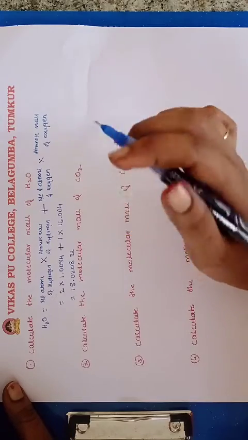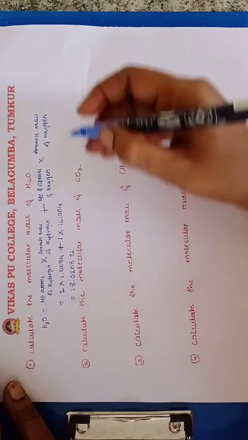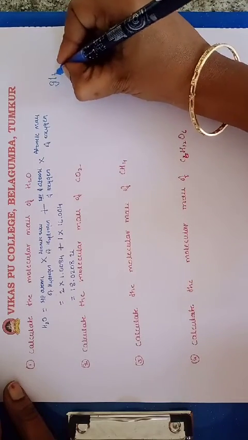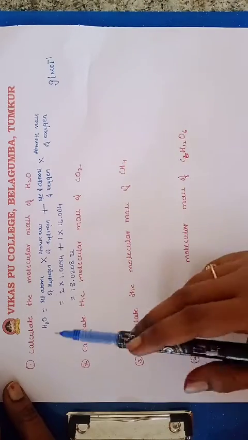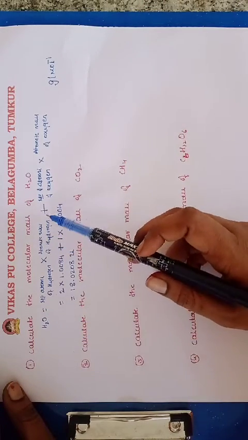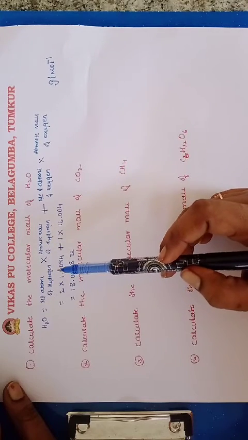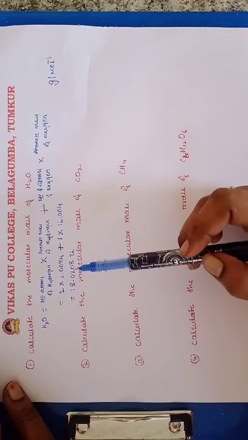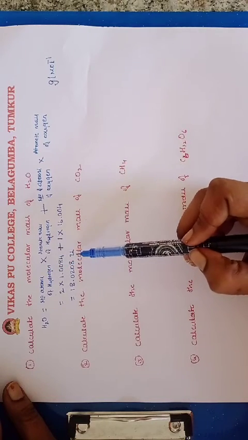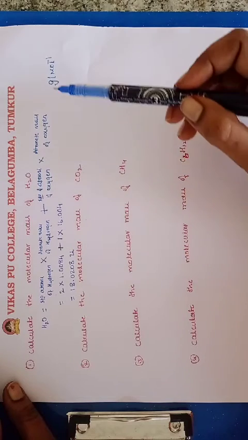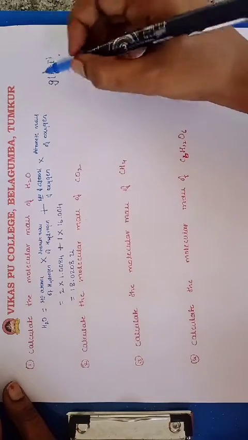For the molar mass also the procedure is the same, but the unit we use is gram per mole. This is about the calculation of molecular mass or molar mass. The procedure is the same for both, but only the unit changes. Molecular mass is represented by u, and molar mass is taken as gram per mole.